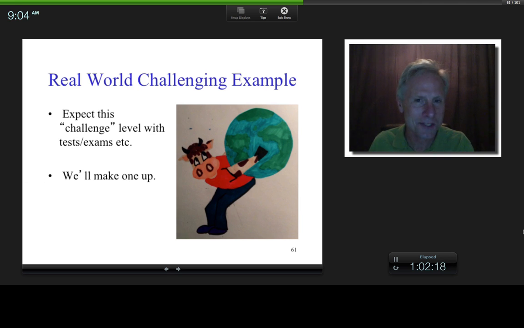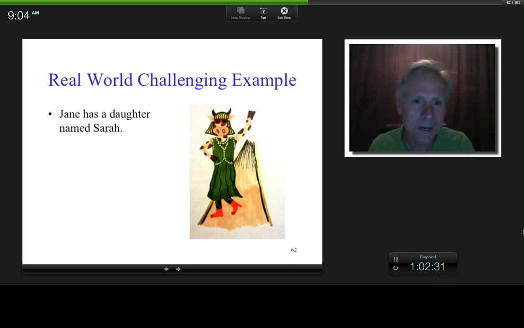So what I'm going to do is simulate what I do in class. What I do in class is I make one up, and I pick somebody from the class, and usually somebody in my class has a child or has recently had a child, and so that's what I'm going to simulate right now. Okay, so let's say Jane is in my class, and she's got a daughter named Sarah. Jane, how old is Sarah? Okay, so she's 2 years old. All right, and do you want Sarah to go to college? Yeah, I want Sarah to go to college.